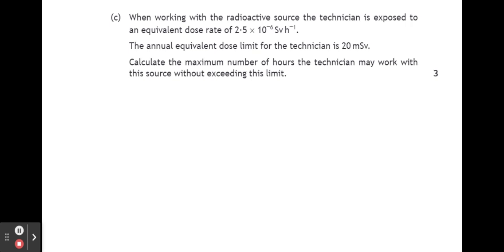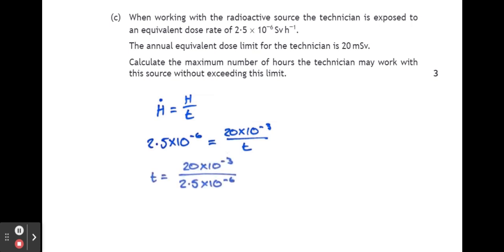Well, what do we know? We know the equivalent dose rate and we know the equivalent dose limit. So we have this formula, H dot equals H over T. So equivalent dose rate is equivalent dose over time. We want to work out time, so we put those numbers into our formula, do a little bit of rearranging, and we get 20 millisieverts divided by 2.5 times 10 to the power of minus 6 sieverts per hour, and we get a time of 8,000 hours.